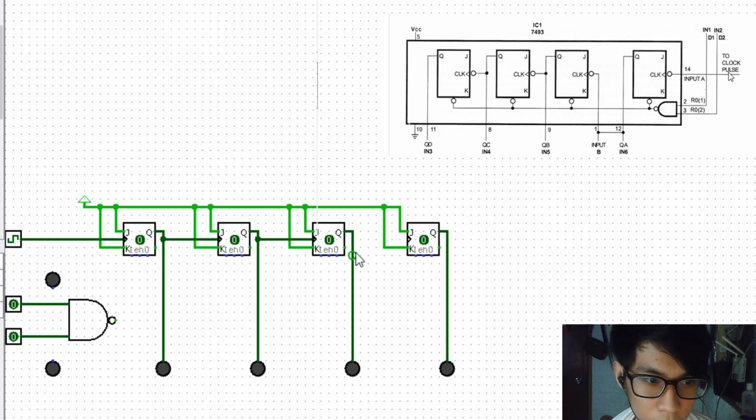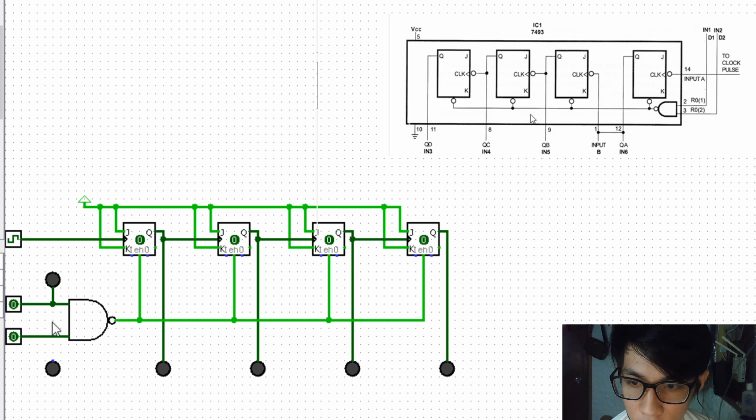Next, for the NAND gate, let's connect it to the clear. Now that we've connected it, let's connect the inputs to D1 and D2. So we've finished constructing our circuit. Now let's try to simulate it.